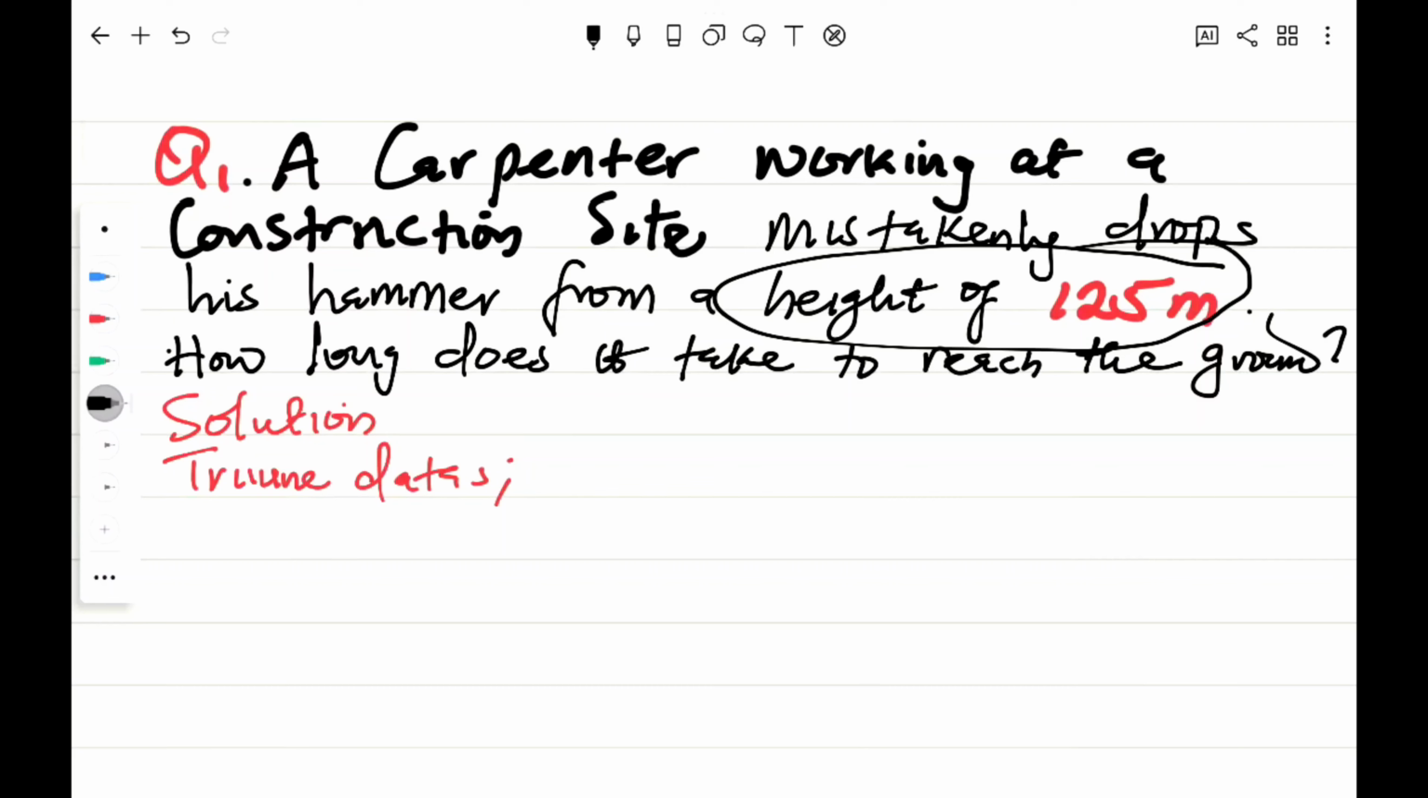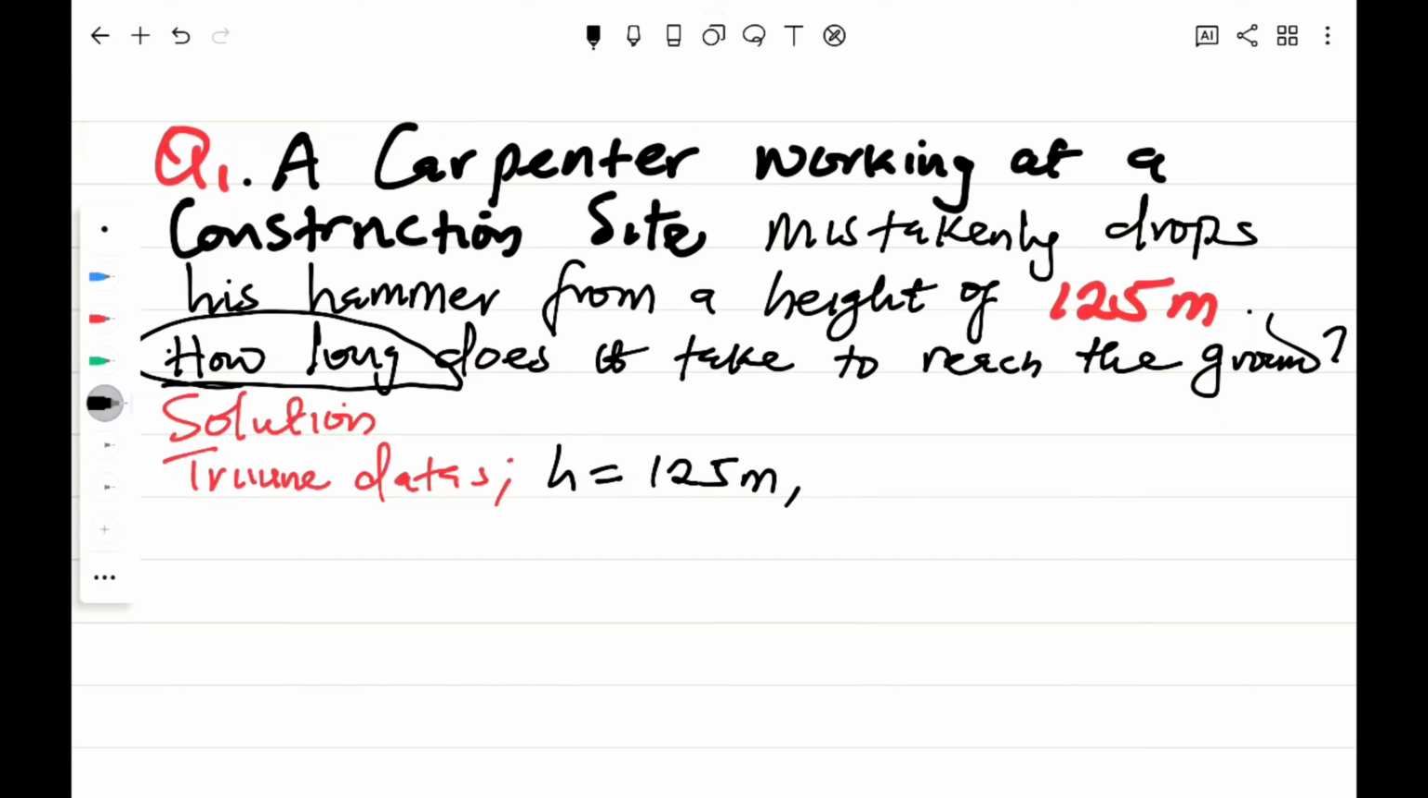Now, the height is given to be 125 meters. That is h is equal to 125 meters. Okay? Then how long does it take to reach the ground? What is that? That is time. In a triune component, that is time. Okay? So our t is unknown. That is what it means. I hope you are following this.